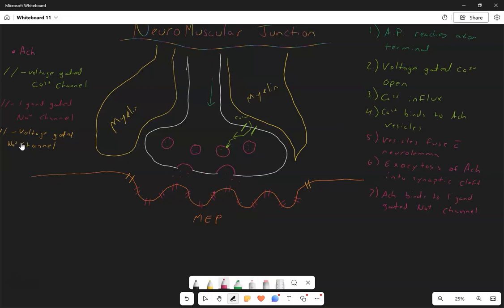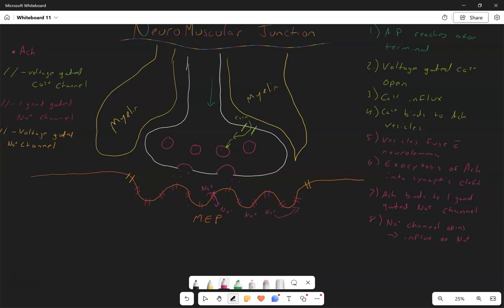And when that channel opens up, the ligand's going to bind, the channel is going to open up, and that's going to cause sodium influx into the myofiber. So we're going to put that as one big step here. We're going to say the ligand-gated sodium channel opens, which is going to lead to an influx of sodium.